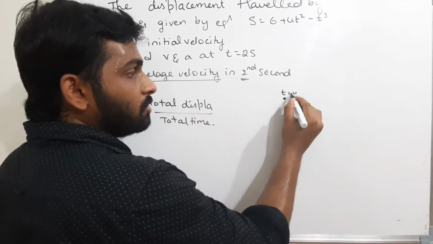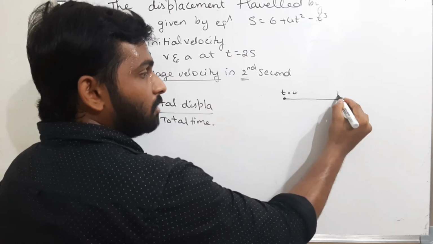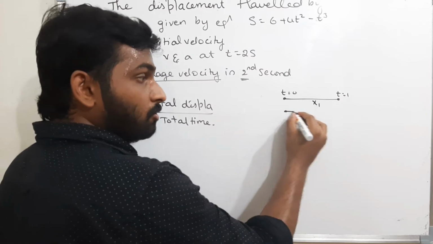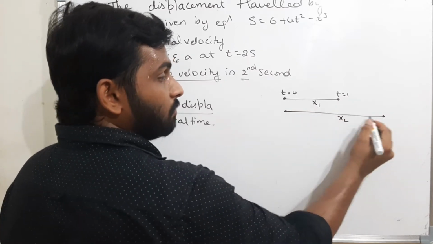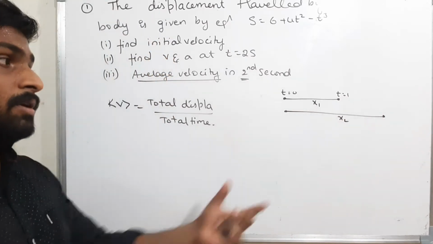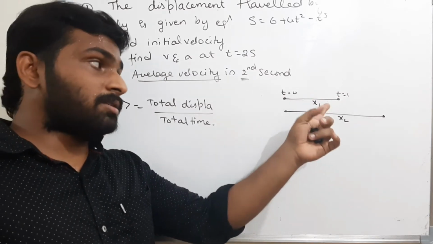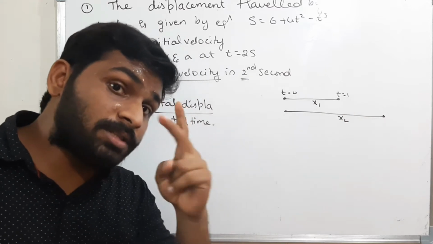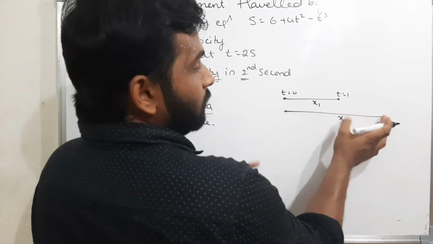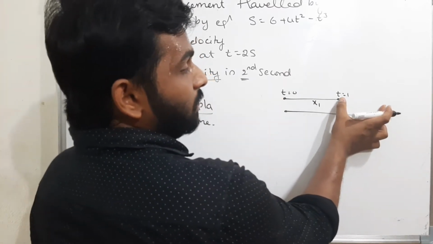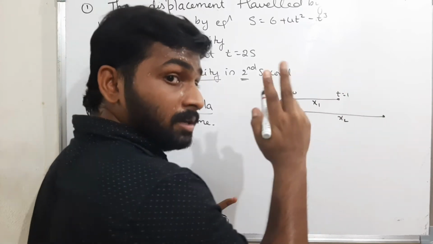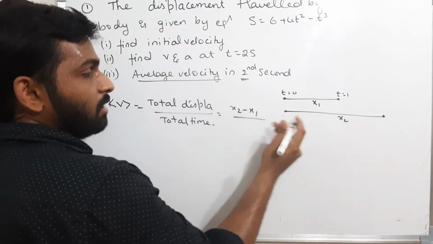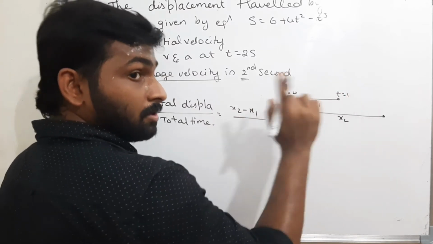Now, let me see here. At time t equal to 0, at time t equal to 1, the body is here. The distance traveled by the body is x1. And at time t equal to 2 seconds, the body is somewhere here. In 1 second, the body travels this much of displacement, that is x1. In 2 seconds, the body travels this much of displacement. What is the distance traveled by the body in the second second? That is nothing but x2 minus x1. That means this much of displacement the body travels in the second second. Therefore, x2 minus x1. What is the time taken? From here to here, what is the time? Total time is 1 second.